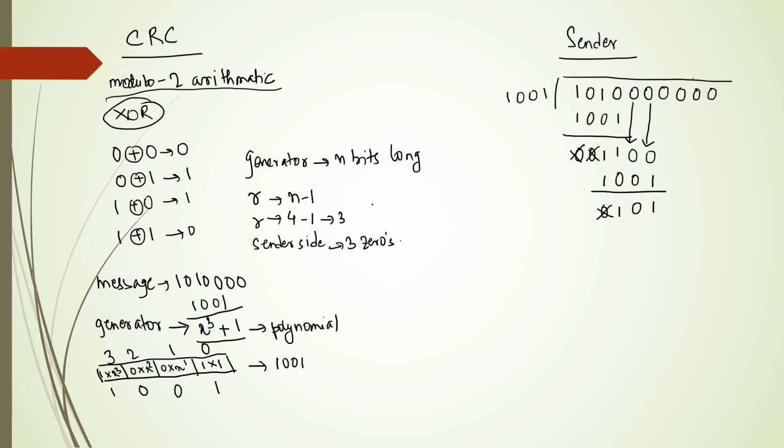Okay, right. Now again we have 101. So obviously this needs to be a 4-bit number. So again what we will do, we will take down this 0, right?